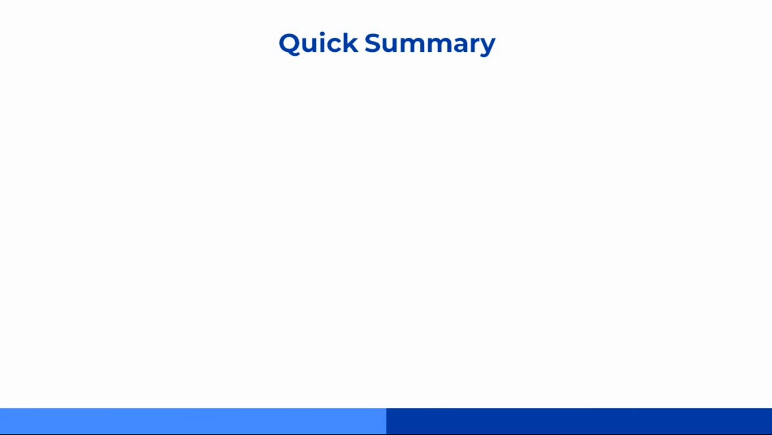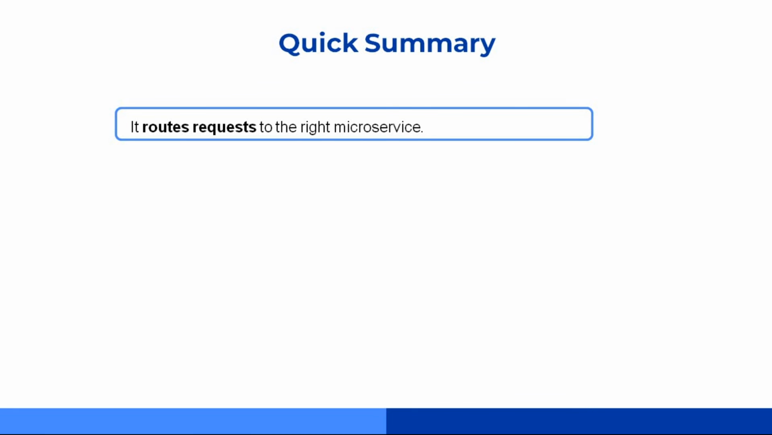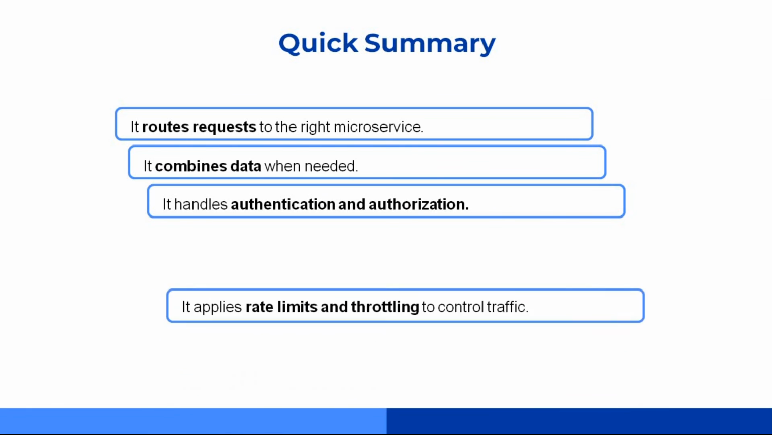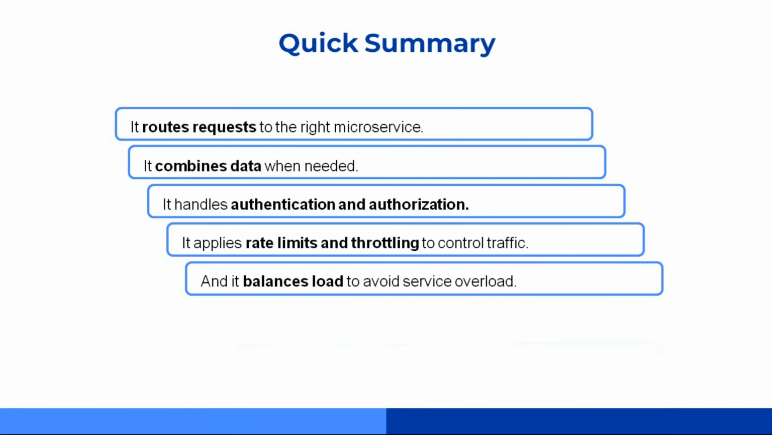Let's wrap this up quickly. An API gateway is like a smart single entry point to all your microservices. It does a lot behind the scenes. It routes requests to the right microservice. It combines data when needed. It handles authentication and authorization. It applies rate limits and throttling to control traffic, and it balances load to avoid service overload. Basically, it simplifies your client apps, protects your backend, and makes your whole system more scalable and manageable.